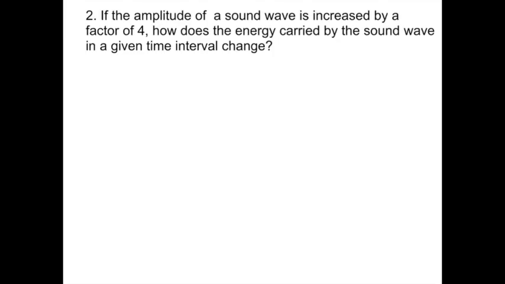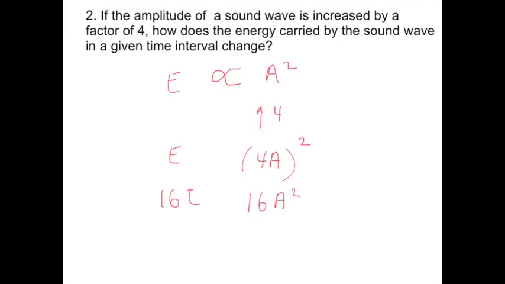Number 2. If the amplitude of a sound wave is increased by a factor of 4, how does the energy carried by the sound wave in a given time interval change? So we know that energy is proportional to the amplitude squared, and we're increasing the amplitude by a factor of 4. So now we have 4A on this side, and we still have energy. So if I'm squaring the 4A, I end up with 16A squared, meaning that the energy increases by a factor of 16. So you can say that the energy that's produced is 16 times as great.